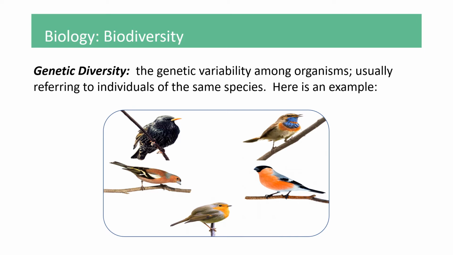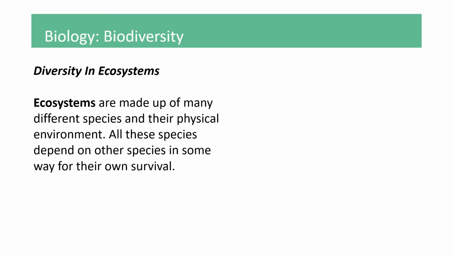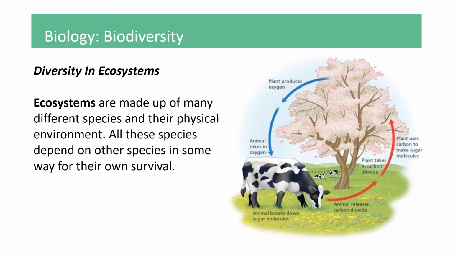Genetic diversity. The genetic diversity, as shown here in the diagram, usually refers to individuals of the same species, but yet different. Diversity in ecosystems. Ecosystems are made up of many different species and their physical environment. All these species depend on other species in some way for their own survival. Here is an illustration.